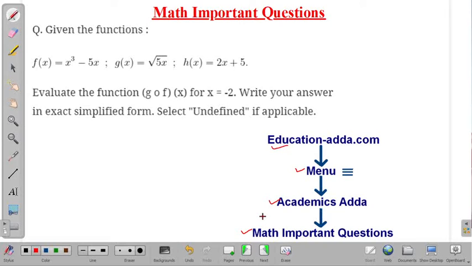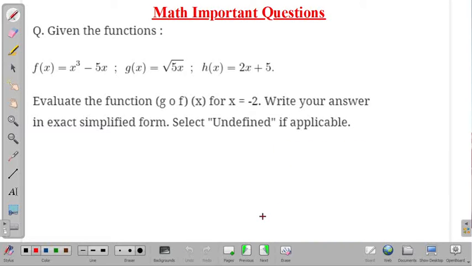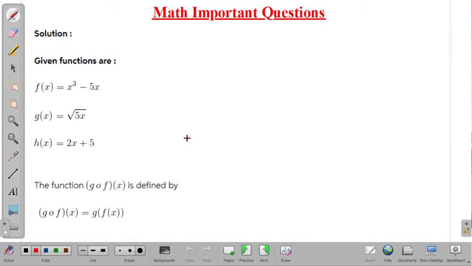Coming back to the discussion, see what is given in this problem. Three functions are given: f(x), g(x) and h(x). We have to evaluate (g∘f)(x) for x equal to -2, and write our answer in the simplest form. f(x) is given as x cube minus 5x, g(x) is given as square root of 5x, and h(x) is given as 2x plus 5.